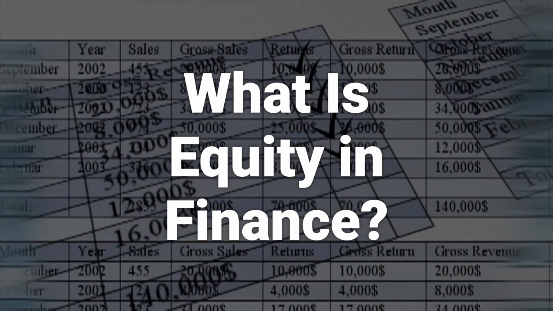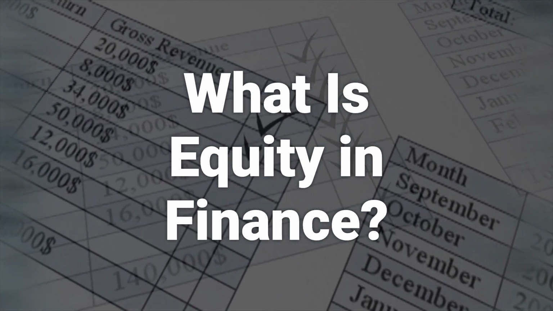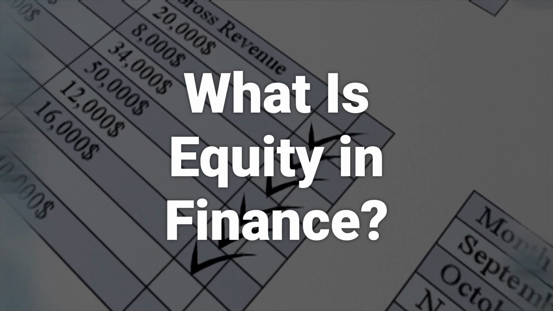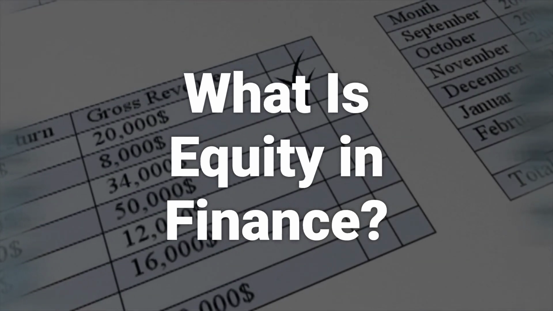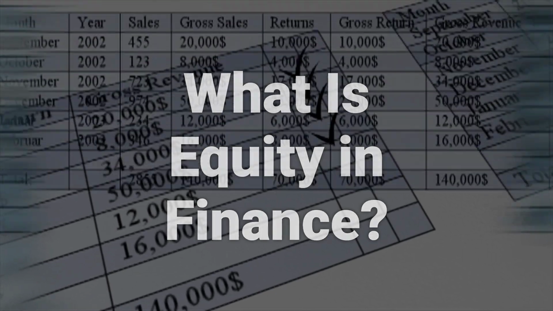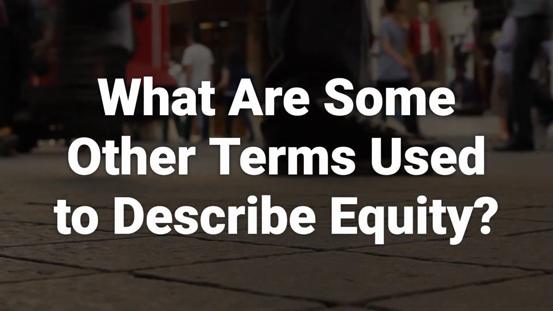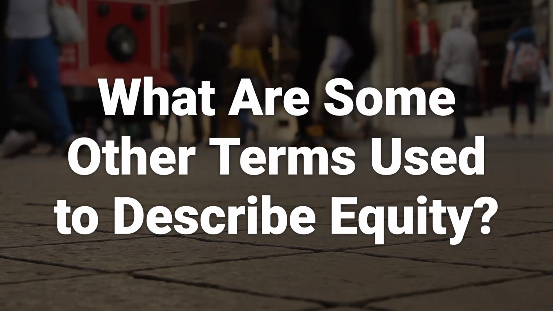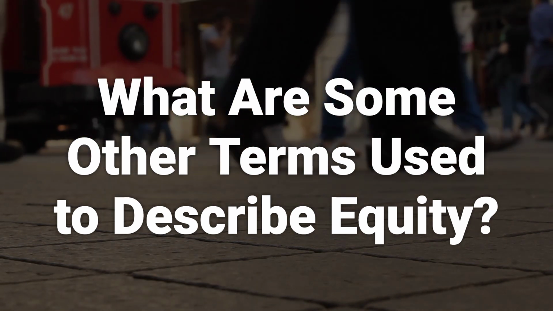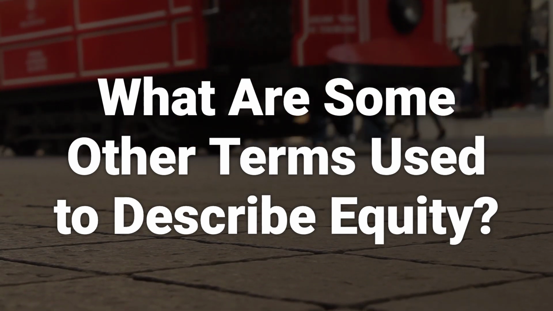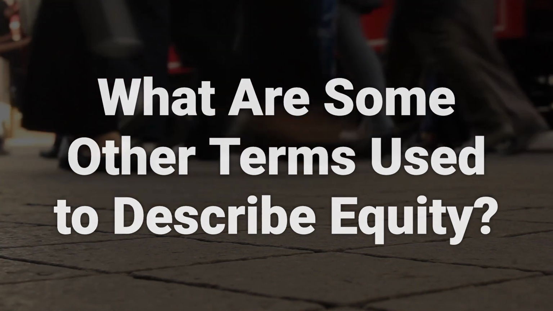Equity in finance has different specific meanings depending on the context. The most common type of equity is shareholders' equity, which is calculated by taking a company's total assets and subtracting its total liabilities. Other terms used to describe equity include book value and net asset value, and they generally refer to the value of an investment that would be left over after paying off all of the liabilities associated with that investment.